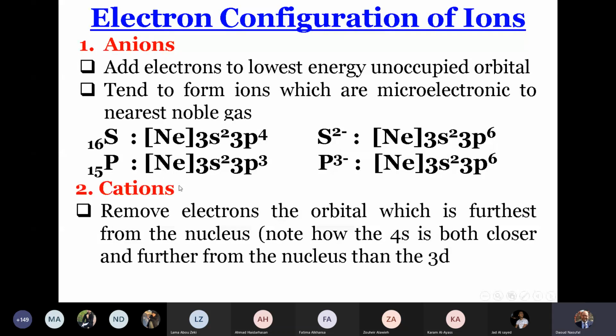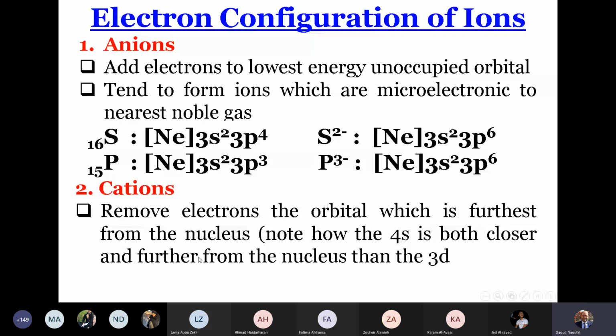The cation is a positive ion. So the cation is obtained from the atom by subtracting electrons. X minus electron gives X plus. So we have to remove 1 electron from X, for example. When we remove an electron, we remove it from the electrons that are the least attracted by the nucleus. So we remove the electrons from the valence shell.